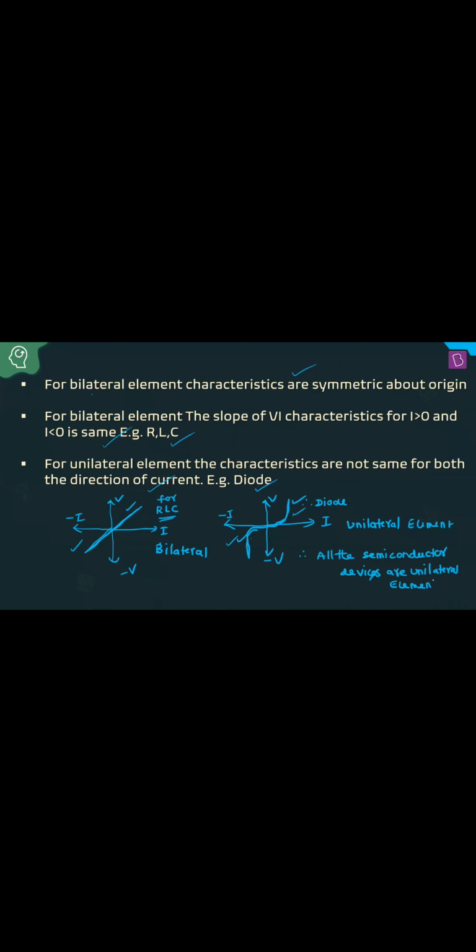At this point, is it clear what is bilateral and unilateral element? Yes. I'm giving an example. Can anybody answer this? If the characteristics are given like this, the characteristics are given.